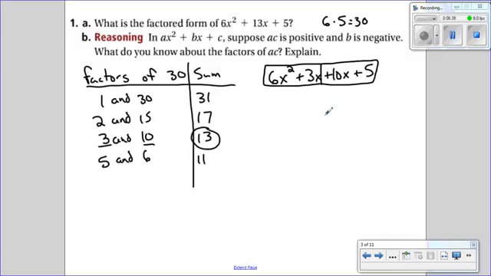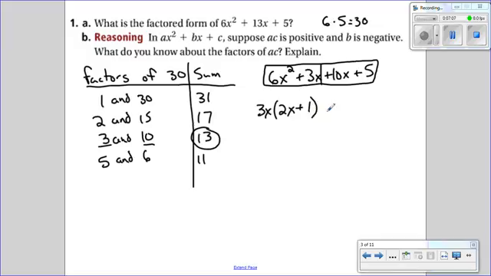two separate binomials. So 6x squared and 3x, what do they have in common? What's their GCF? Their GCF is 3. They both have a 3 in common and an x. If I take 6x squared divided by 3x, I am left with 2x. If I take 3x and divide it by 3x, I am left with 1.